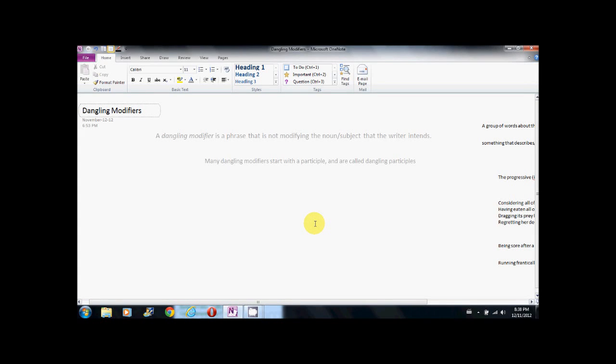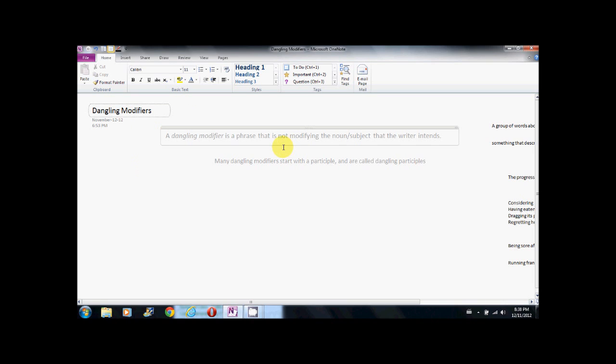Okay, so in this quick tutorial, we will take a look at the definition of dangling modifiers. We will try and define some of the terms in that definition, and then we'll try to identify some examples of dangling modifiers so that you learn how to avoid these in your own writing.